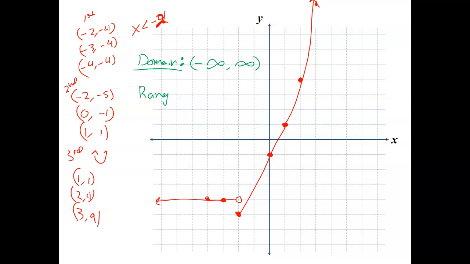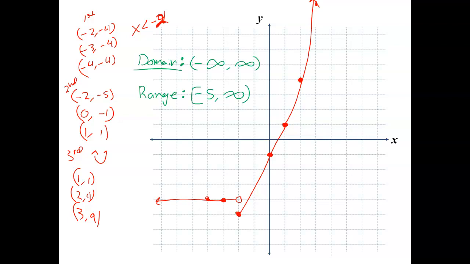Range is all my Y values. What's the lowest Y value that I have in this piecewise function? Negative 5. Okay, because this doesn't go down at all. This just goes straight across to the left. It doesn't drop any lower. This stops here. So it stops at negative 5, and then it picks up, and then it goes up, up, up, up, up, up forever to infinity.